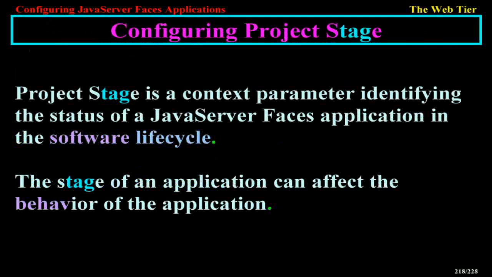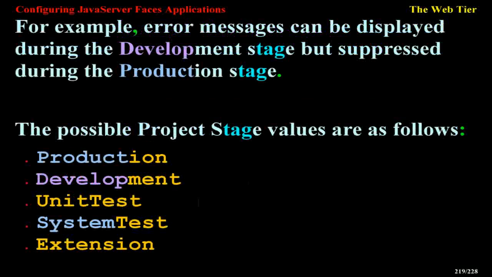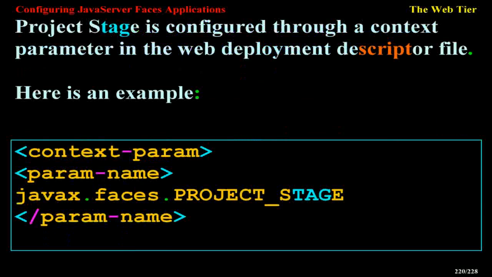Configuring project stage. Project stage is a context parameter identifying the status of a JavaServer Faces application in the software lifecycle. The stage of an application can affect the behavior of the application. For example, error messages can be displayed during the development stage but suppressed during the production stage. The possible project stage values are as follows: Production, Development, UnitTest, SystemTest, Extension.